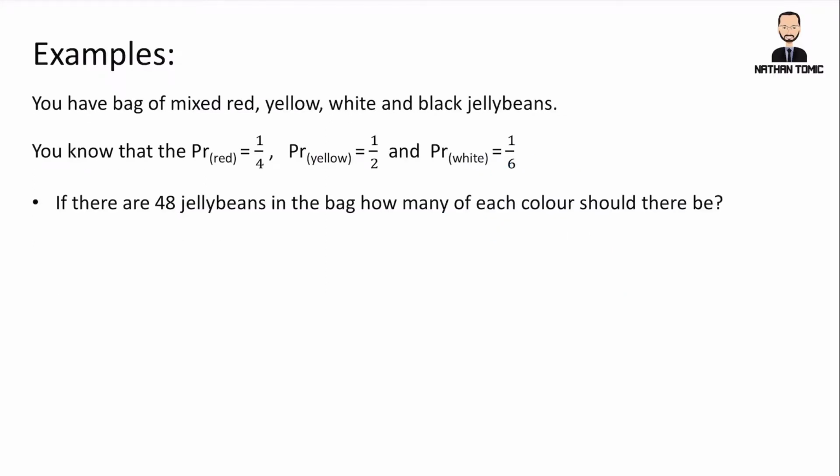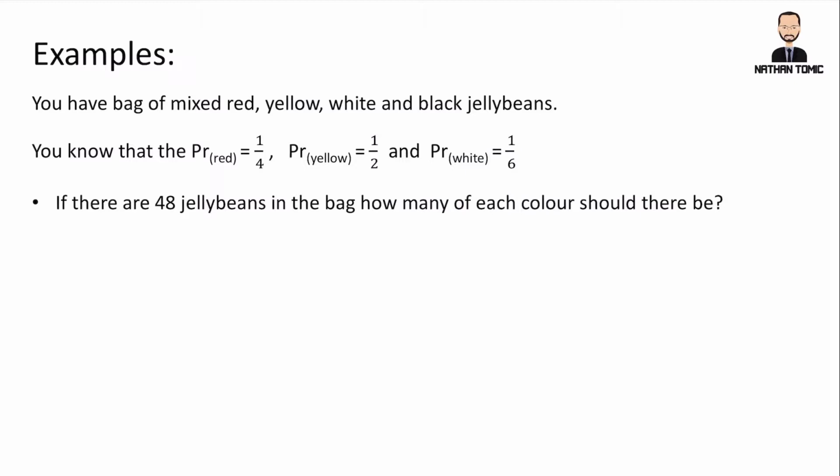In our last example, we're going to look at this a little bit differently, and we're going to use the fact that we know some probabilities to work out a missing value. So here we have a bag of mixed red, yellow, white, and black jelly beans. So there are 4 different colours: red, yellow, white, and black.